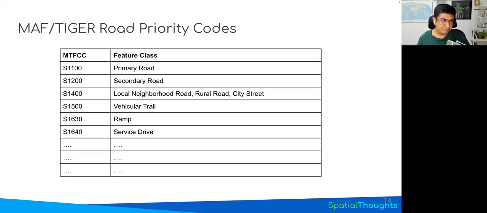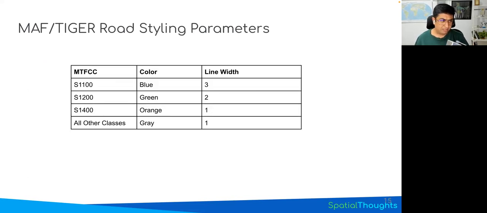So here's what the different codes look like. This comes from the Tiger documentation. You have codes like S1100. This is primary road, secondary road, and so on. So we'll take this table and we want to apply different styles to different categories of road. This is what we want to do.